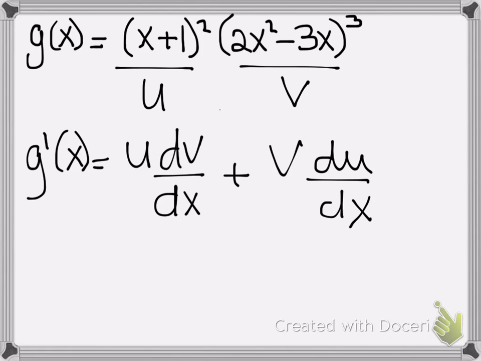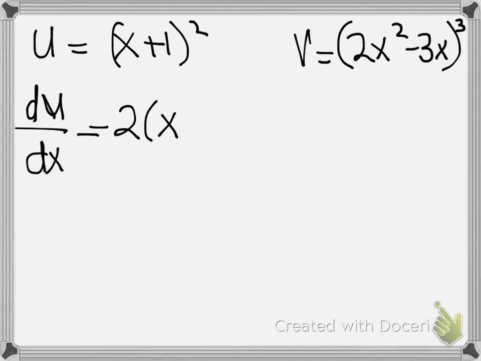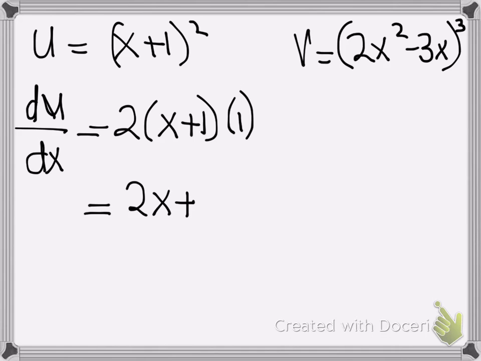So u is x plus 1 to be squared. And we go off and we get du with respect to x. So du dx is, bring down, and this is where you employ the chain rule, so bring down the 2 in front of the bracket, reduce the power to a power of 1, and then get the derivative of the inside of the bracket. Well, the derivative of x plus 1 is just going to be 1. Okay, so that's 2x plus 2.